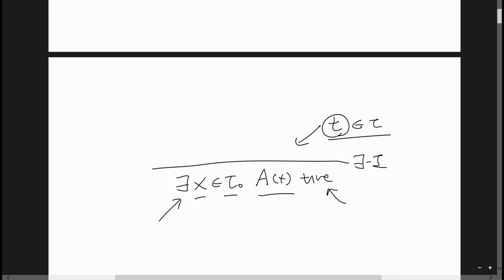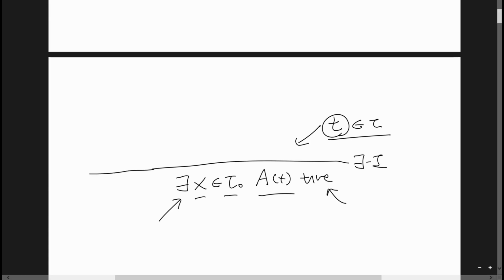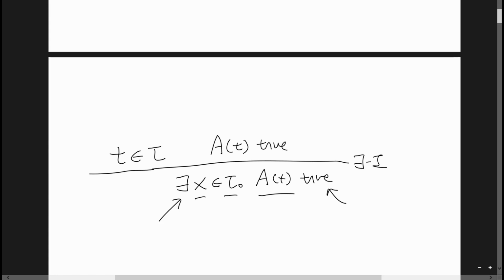So you try to find a concrete term t of data type tau, and then show that this term t indeed satisfies this property A. Now, you have literally found a term t of data type tau such that A of t is true. So therefore, you have found such a term x here. So this is the existential introduction rule.